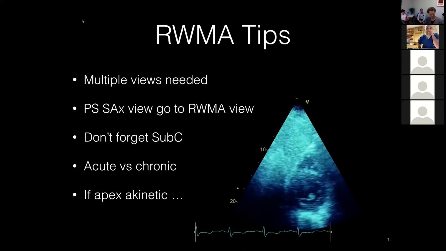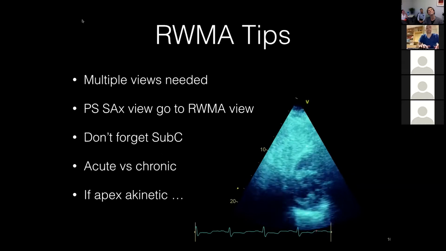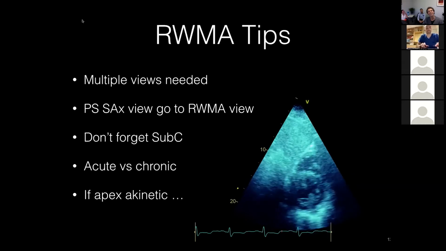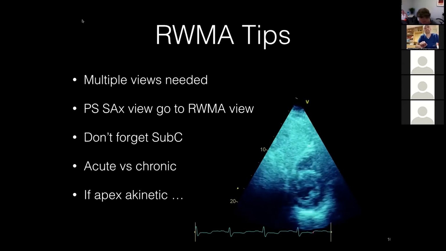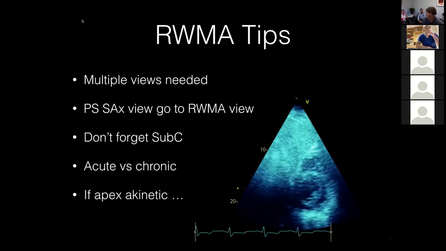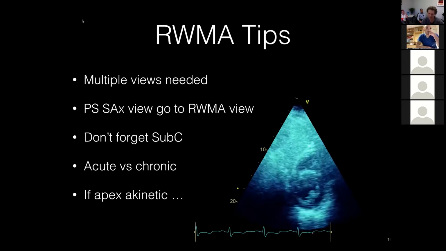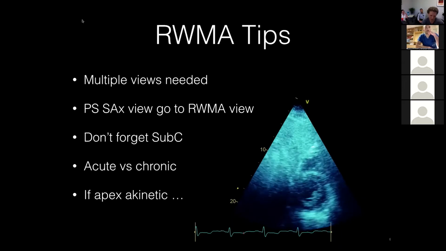So first you have to confirm it from different views. And then after that, you have to check whether there's any underlying aneurysmal dilatations. What are you worried about if there's aneurysmal dilatation? So you would be worried about left ventricular apex thrombus. And you have to make sure that you're not missing any other pathologies like reverse Takotsubo.